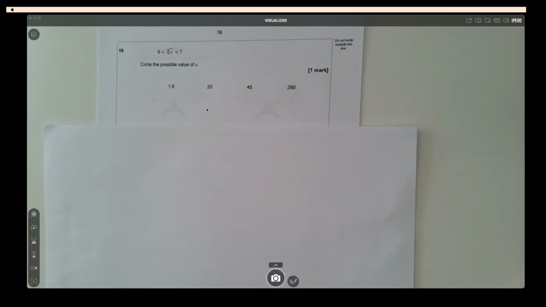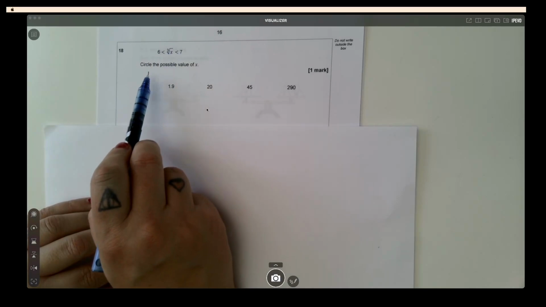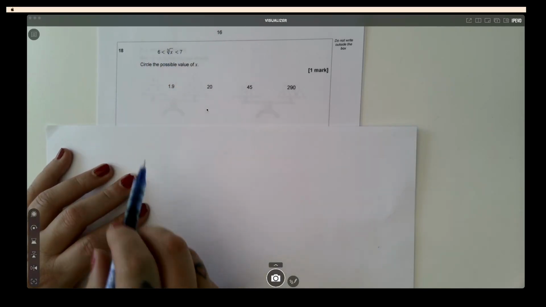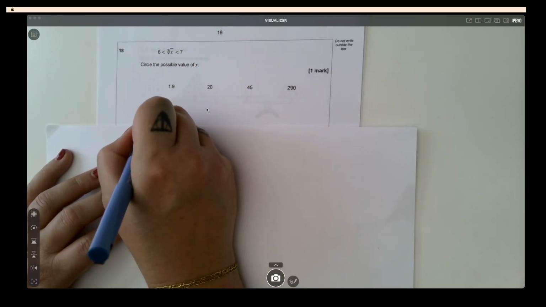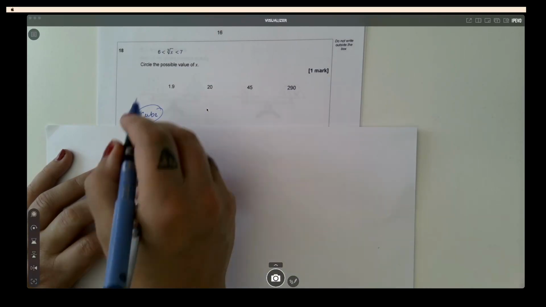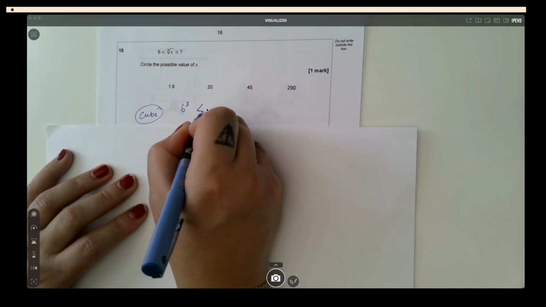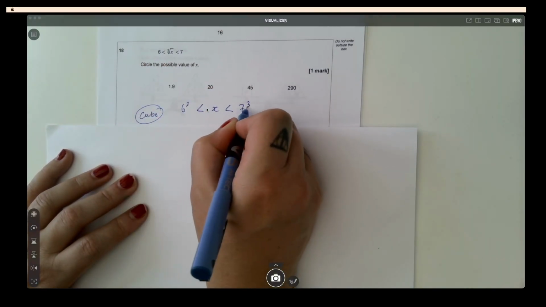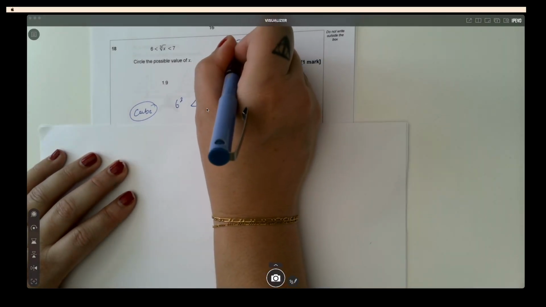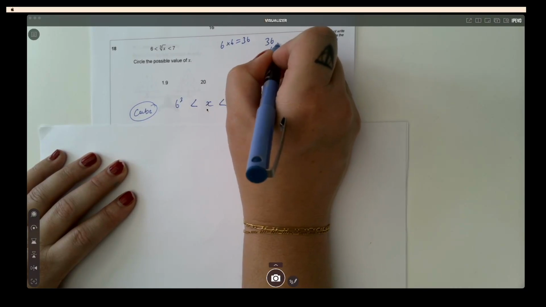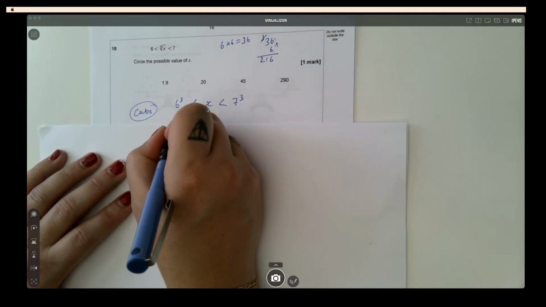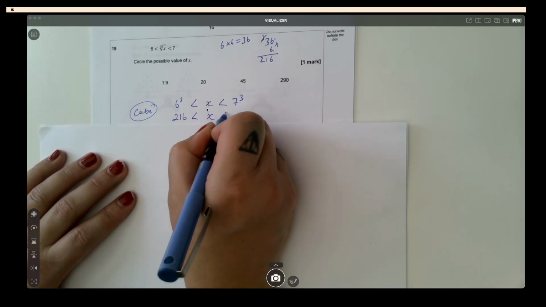Question 18, we have an inequality here. Circle the possible value of x. So at the moment we've got the cube root of x in the middle. So what I'm going to do is cube the inequality to get rid of that cube root. So I'm going to have 6 cubed and then 7 cubed. So 6 cubed, 6 times 6 is 36. 36 times 6 is 216. So it's 216.